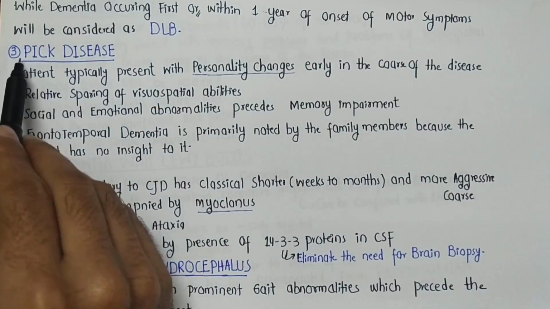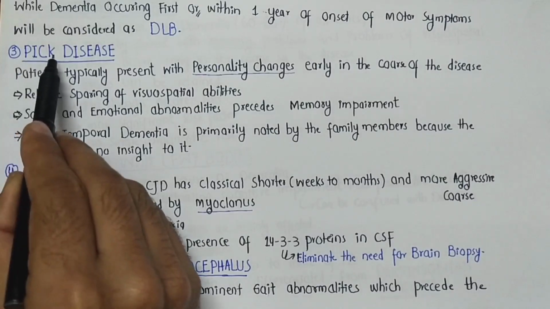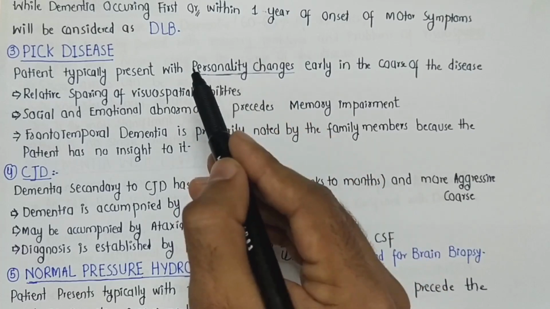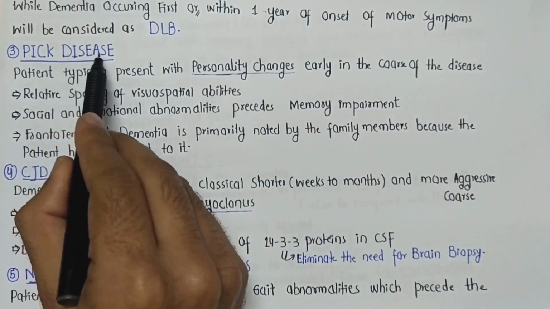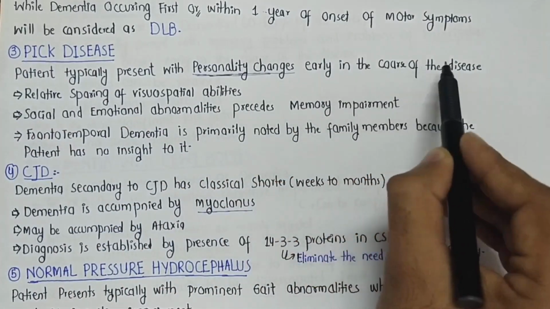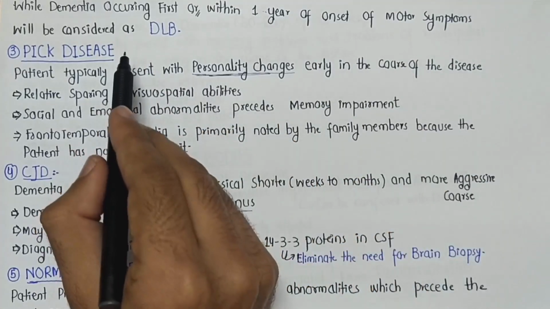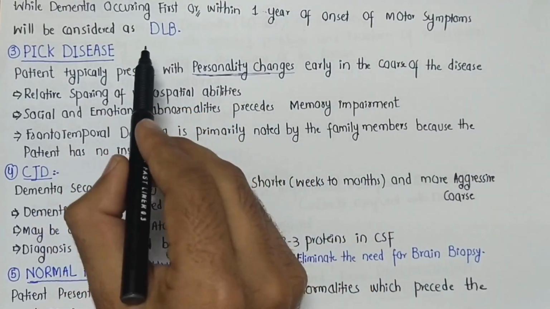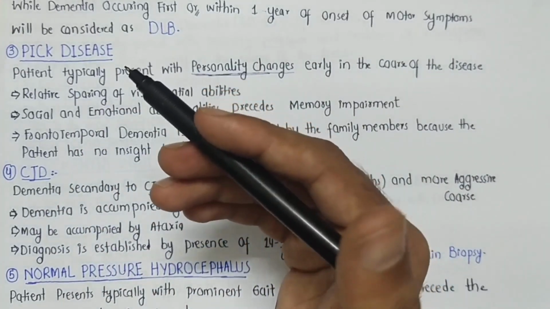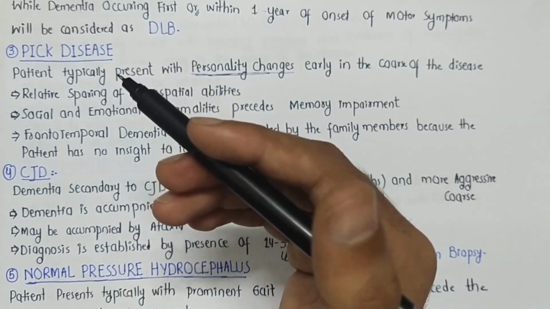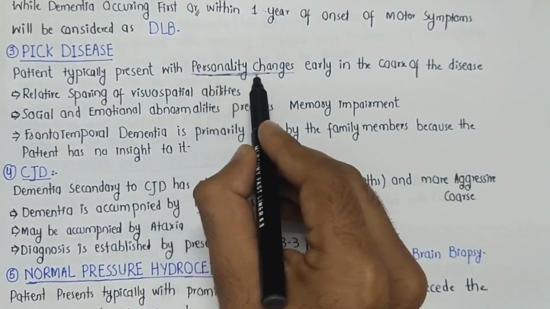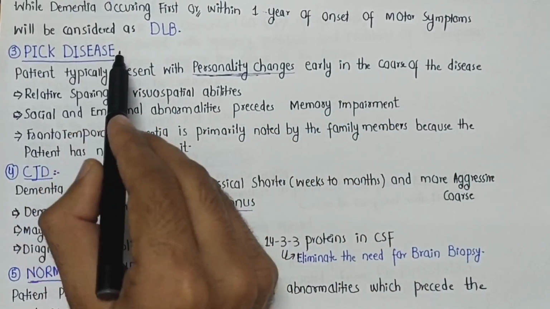The third irreversible cause of dementia we will talk about is Pick disease. The patient typically presents with personality changes, as we said earlier in this video. The frontotemporal dementias like Pick disease typically present with personality changes early in the course of the disease, because in frontotemporal dementia there are degenerative changes in the frontal lobes. The frontal lobes, you know, are associated with the personality of the individual. So personality changes are typical for frontotemporal dementia like Pick disease.